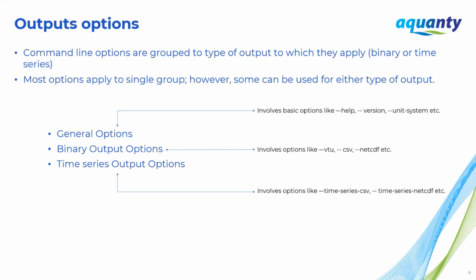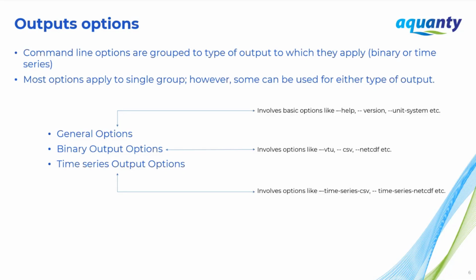So the start of how we do HGS2VTU is pretty simple. All the command line options are grouped to a certain type of output, either time series or binary, and most of them apply to a single group. However, a few of them can be added with multiple options.